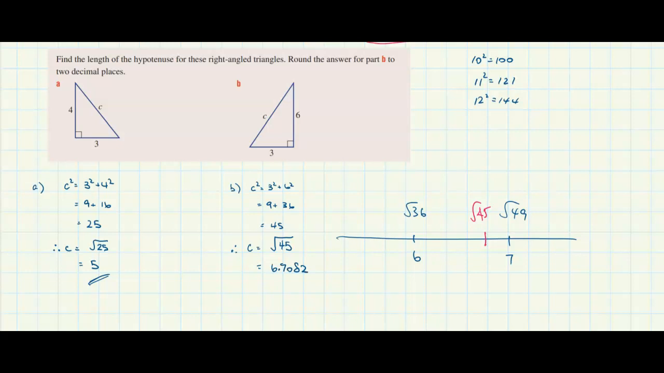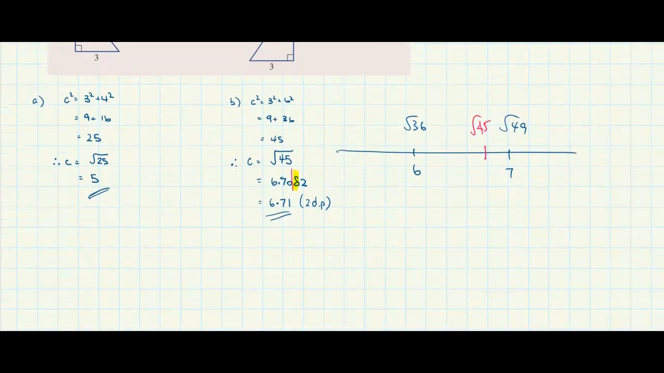6.7082. Again, I want it to 2 decimal places. So I'm drawing a line down here, and I'm deciding whether I want my second decimal digit to stay at 0 or go up to 1. This 8 is the one that determines the fate of the second decimal place, and the 8 suggests I better go up to 1. So 6.71 to 2 decimal places is our result. Hopefully you went all right with that.